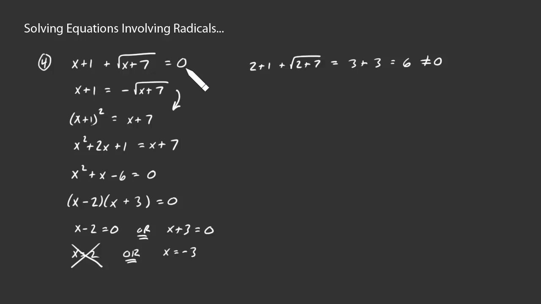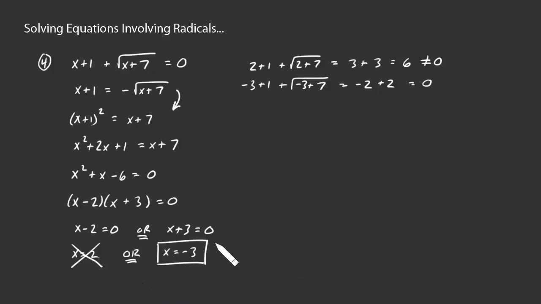Again, plugging it into the original equation. Negative 3 plus 1 plus the square root of negative 3 plus 7. Negative 3 plus 1 is negative 2. Negative 3 plus 7 is 4. Take a square root of that. That's positive 2. And those, of course, sum to give us 0. And so x equals negative 3 is our solution. Okay, and our only solution.